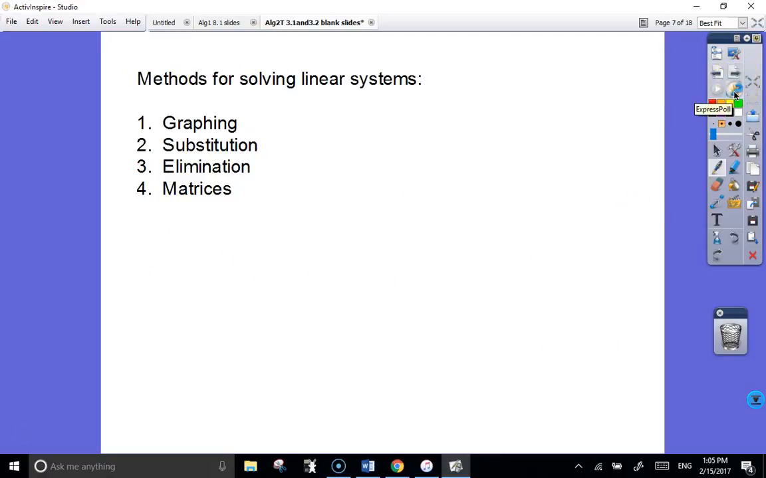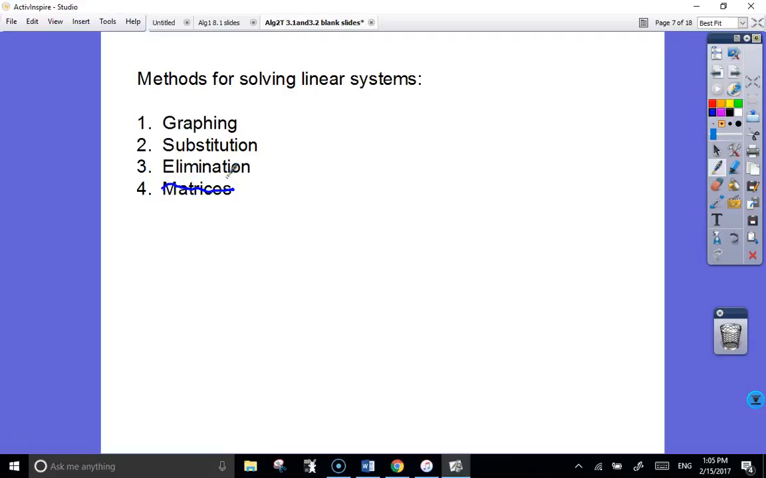So here are our methods for solving linear systems: graphing, substitution, elimination, and then one more that we won't cover here, which is matrices. Personally I like to solve with matrices, but matrices used to be part of Algebra 2 and were taken out of the SOLs. I think when they did the 2009 rewrites of the SOLs, they took matrices out.